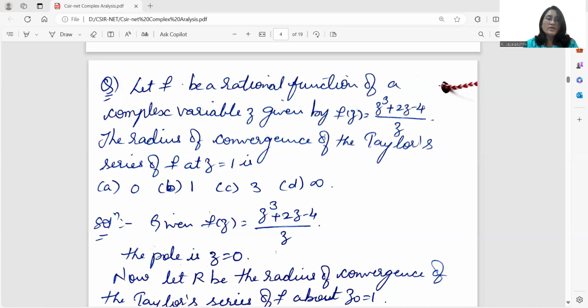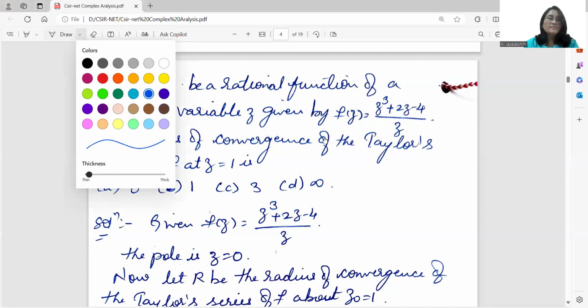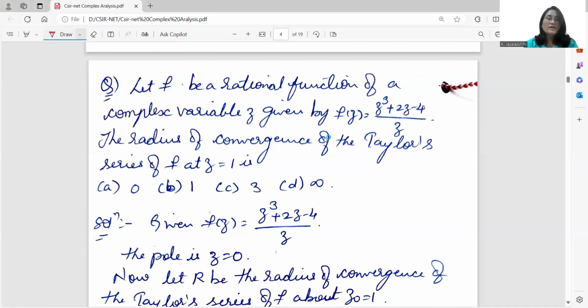function of a complex variable given by f of z equals z cube plus 2z minus 4 by z. The radius of convergence of the Taylor series of f at z equals 1 is: the options that appear before us are option A is 0, option B is 1, option C is 3, and option D is infinity.